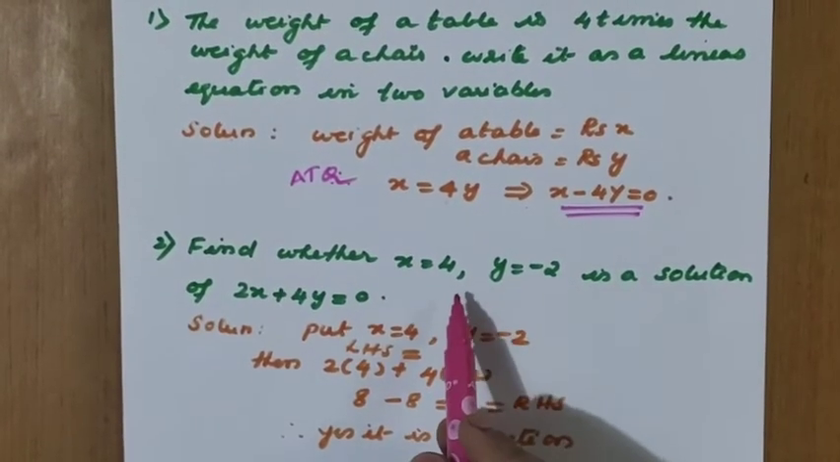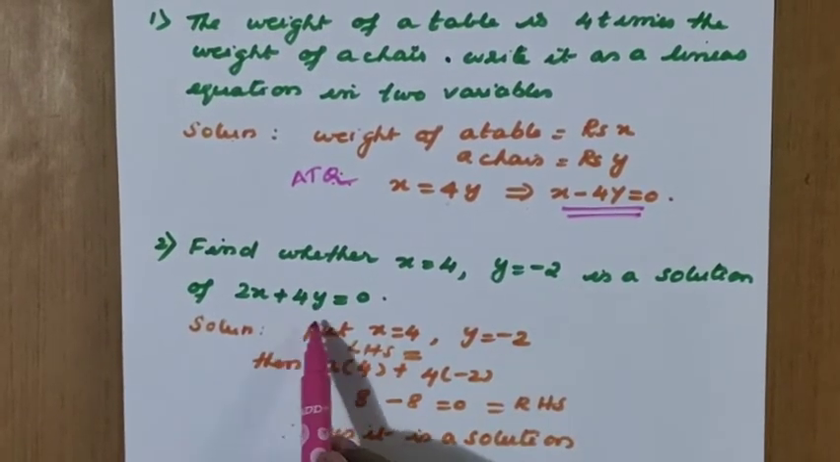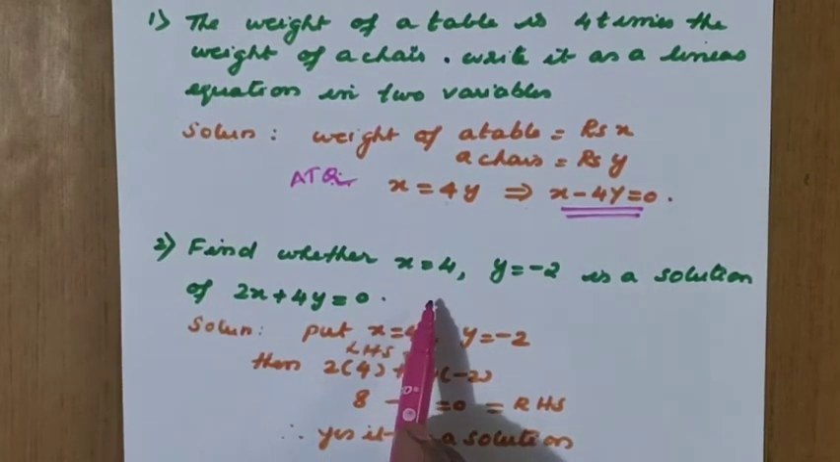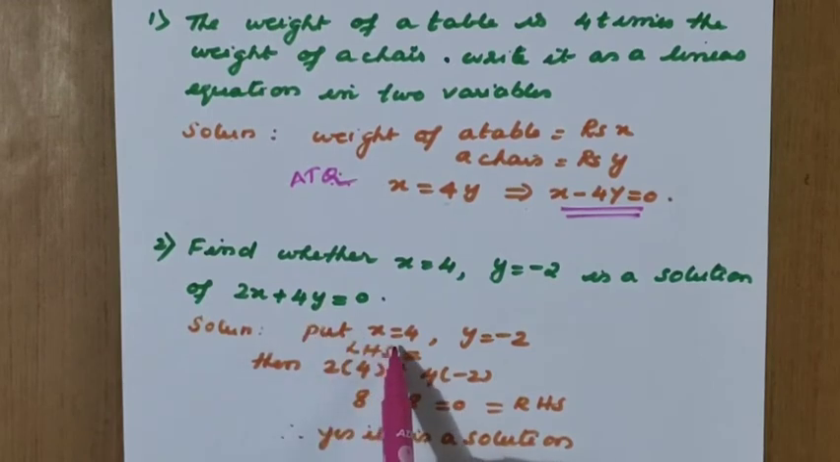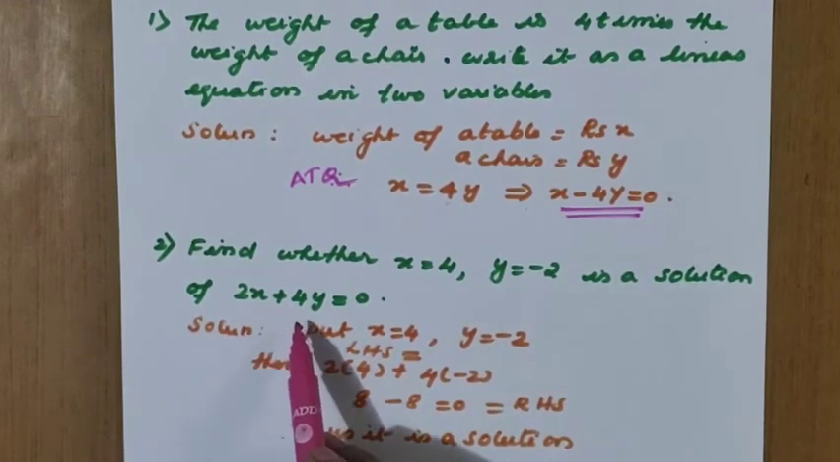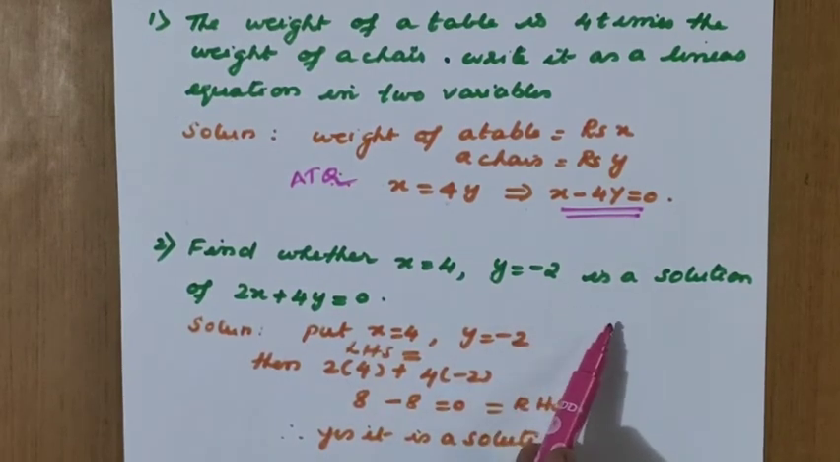Find whether x equal to 4 and y equal to minus 2 is a solution of 2x plus 4y equal to 0. That is the second question. So what should we do? Put the x and y values respectively in the given equation, that means x equal to 4 and y equal to minus 2 in 2x plus 4y equal to 0, since it is only a checking part.